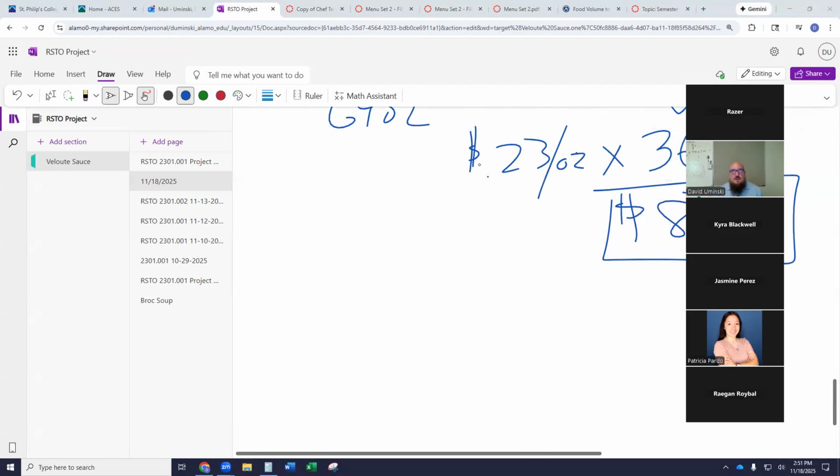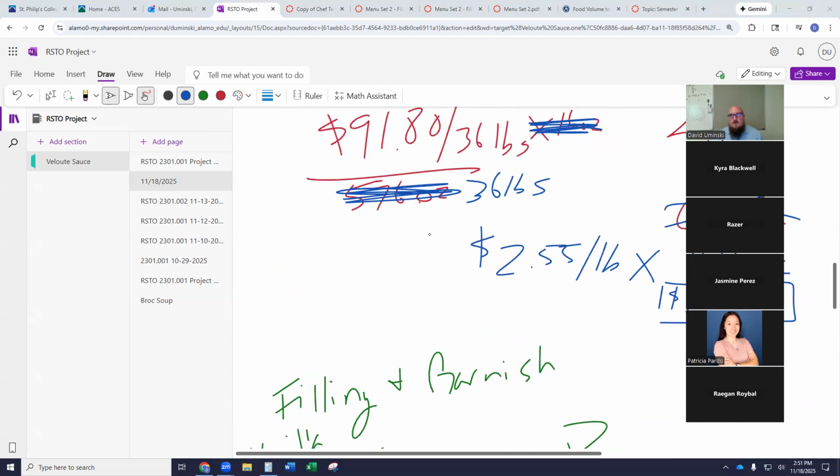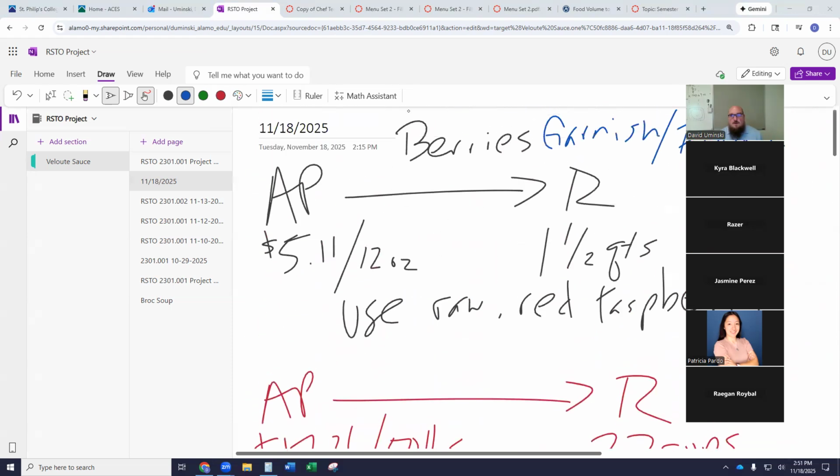Because you're on which recipe? The filling and garnish. Yep. So we want the fresh raspberries for that one. Correct. Okay, good.